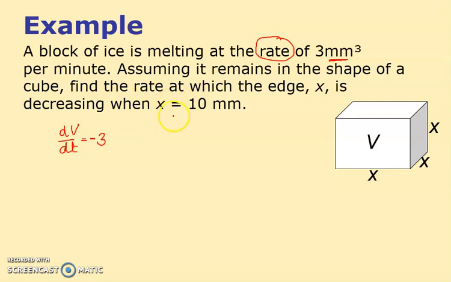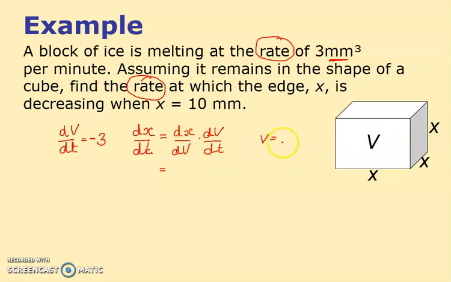Find the rate at which the edge x is decreasing when x is 10. Find the rate at which the edge is decreasing, dx by dt. I want to find dx by dt. I find dx by dt by doing dx on the top. Notice I've introduced a v here, so I'm going to do a dv by dt on the bottom. And in order to do that, I'll need to know a formula for connecting v and x. And of course I do.